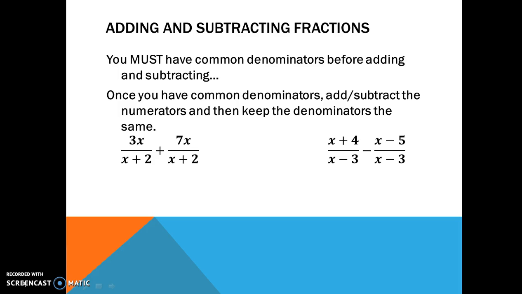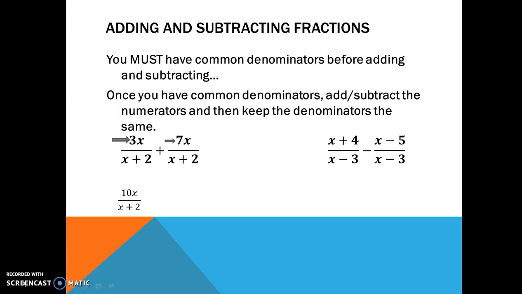So we're going to start off with 3x over x plus 2 plus 7x over x plus 2. As you can see here, we have common denominators, so that makes life easy. And all we have to do is add the numerators. So 3x and 7x gives me 10x, and then I leave the denominator the same. So my answer would be 10x over x plus 2.